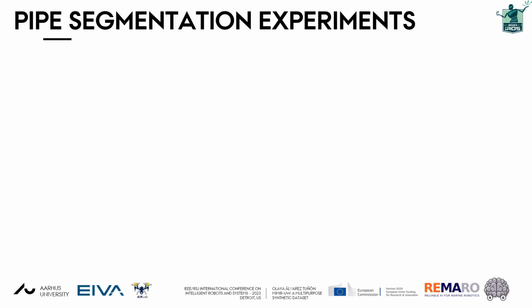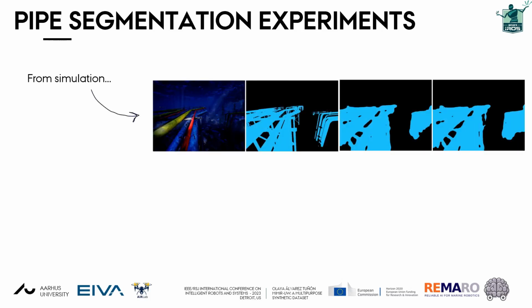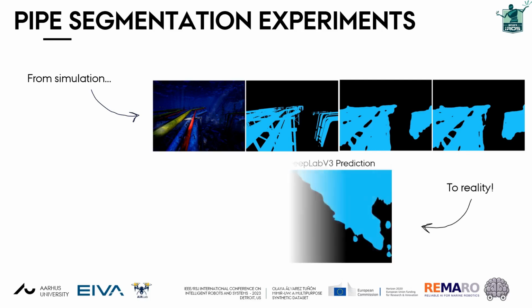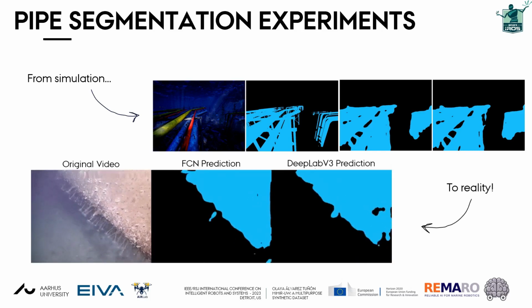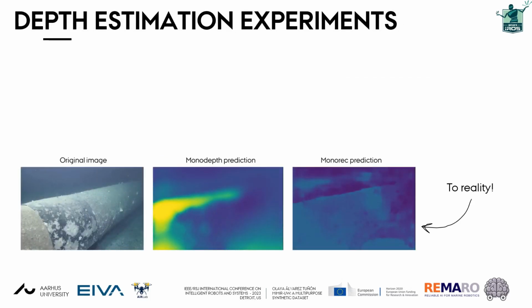The segmentation experiments deployed state-of-the-art algorithms that showed the potential of MIMIR for training pipe segmentation models that can detect the presence of pipes within the dataset, but also in a real scenario. Similarly, MIMIR also proved its potential for training depth estimation networks, which showed promising results in a real pipeline dataset.